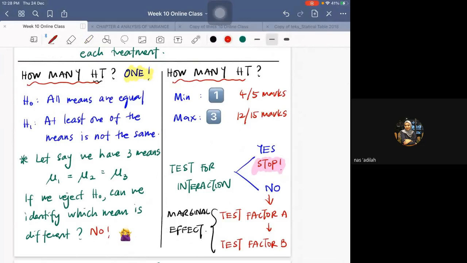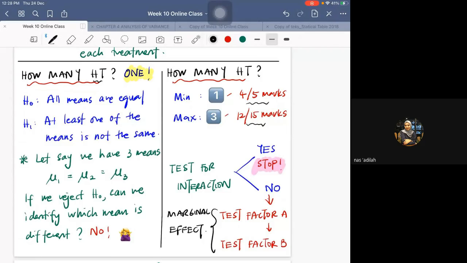So the minimum hypothesis testing you could do is going to be 1. The maximum is going to be 3. The easiest way to tell is from the marks itself. If the question only gives you 4 to 5 marks, you only will have to do 1 hypothesis testing. But if the question gave you 12 to 15 marks, that's definitely going to be 3 hypothesis testing. Or it could ask you for 2 as well. So it depends on the cases.